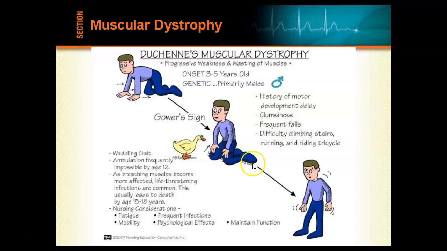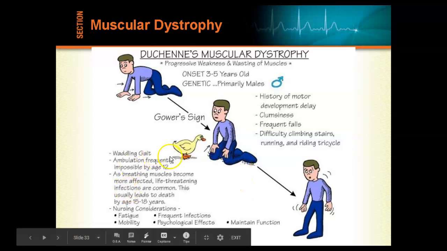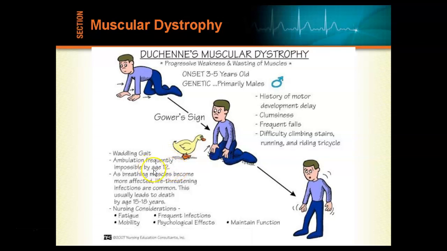which is, you can see like a picture. They may sit like this when they're in a sitting position. They could have a waddling gait. They're probably going to be diagnosed between 3 and 5 years old, and they're usually having trouble walking by age 12.